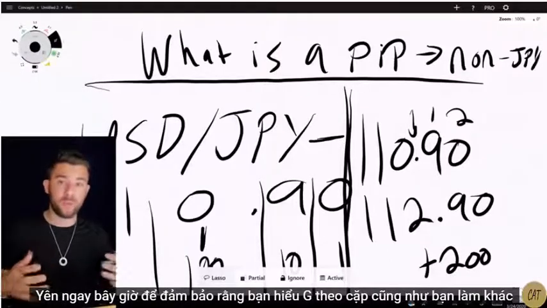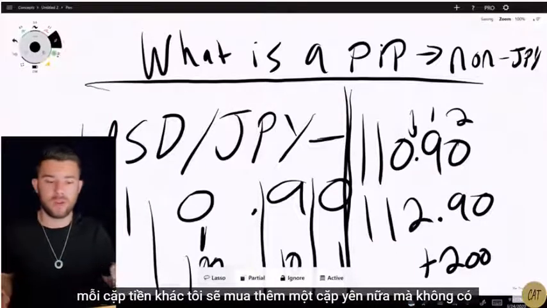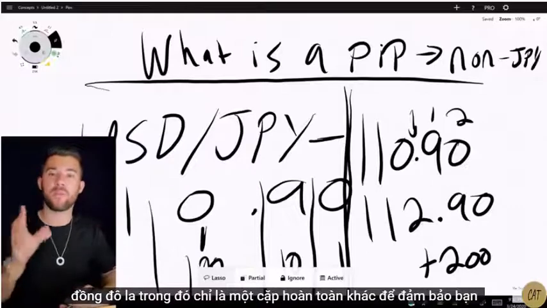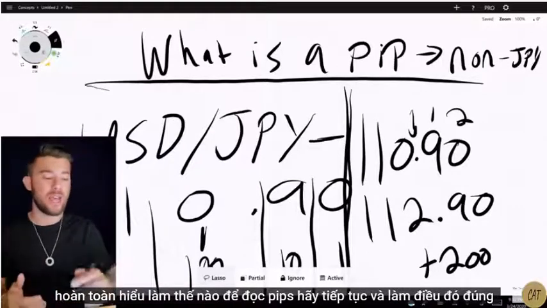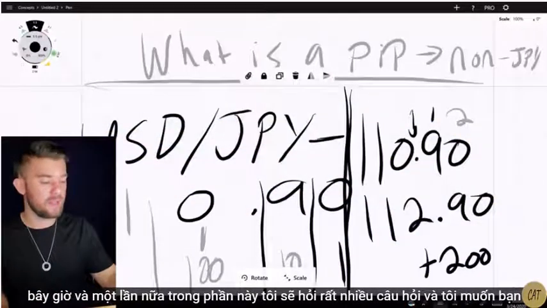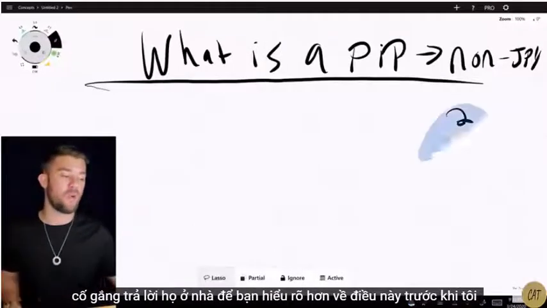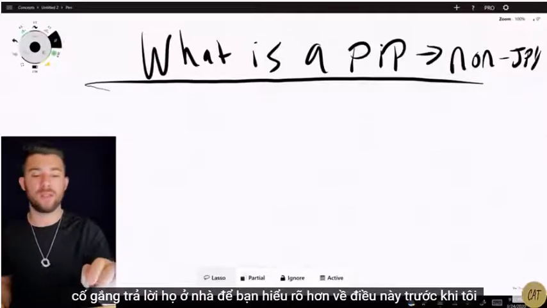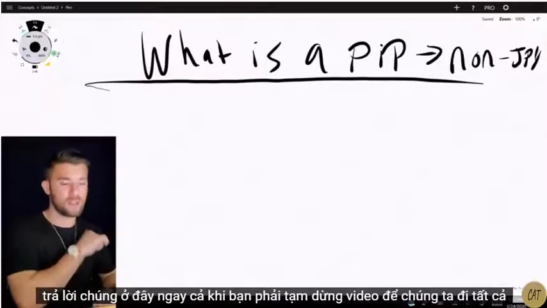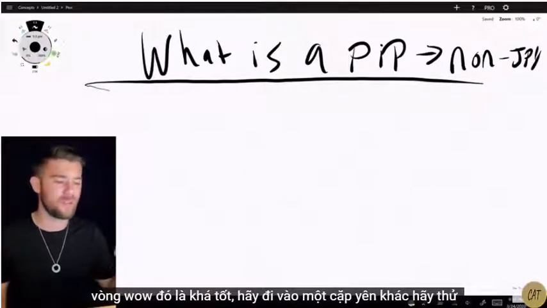Now, to make sure that you understand yen pairs as well as you do every other currency pair, I'm going to go over one more yen pair that doesn't have the dollar in it, just a completely different pair, to make sure you're completely comprehending how to read pips. Let's go ahead and do that right now. And again, in this section, I'll be asking a lot of questions, and I want you to try to answer them at home so that you get a better grasp of this before I answer them here, even if you have to pause the video. So let's go. That all rhymed. Wow, that's pretty good.